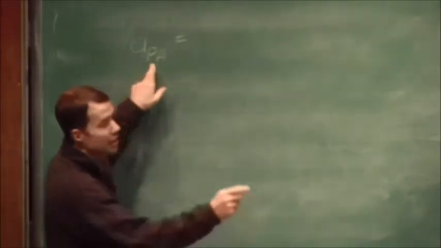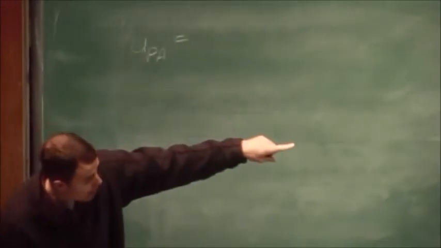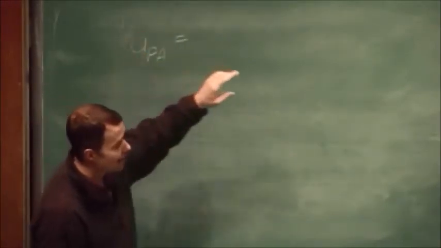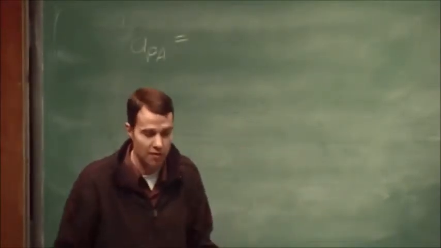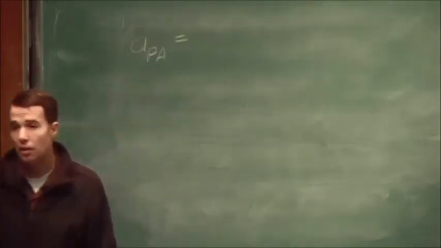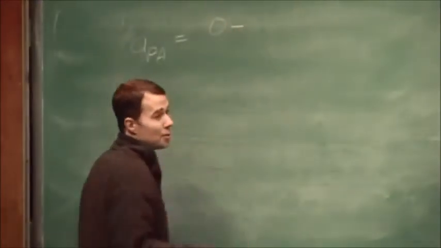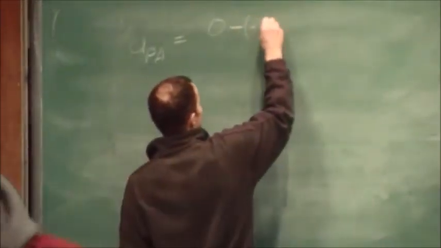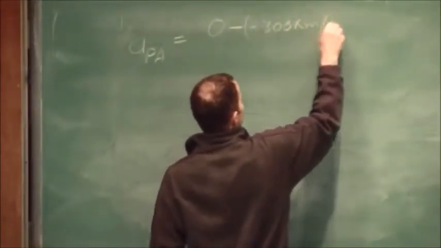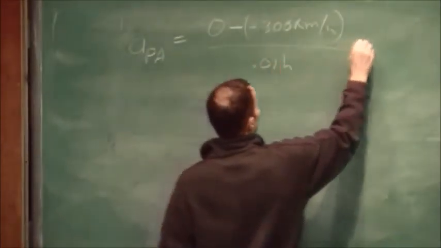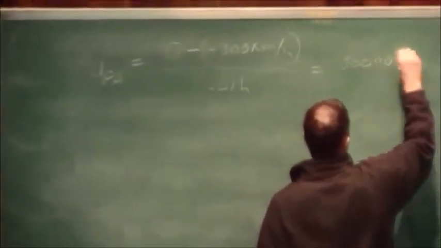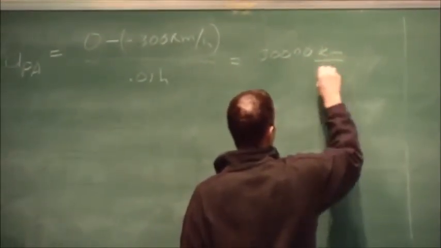So what we're doing is we're finding the acceleration of that train, which we've labeled as P, with respect to Alex, who is on the sideline, or that rest frame, right? Where that's a rest frame where we consider that to be 0 velocity. So what is the final velocity? 0, right? And then we're going to subtract the initial velocity, which is minus 300 kilometers per hour, over the time that it took, and we'll just say this is 0.01 hours. And so we see that this is 30,000 kilometers per hour squared.